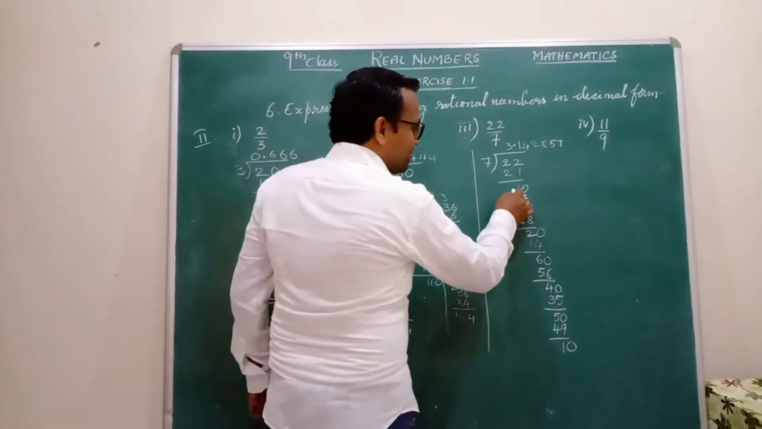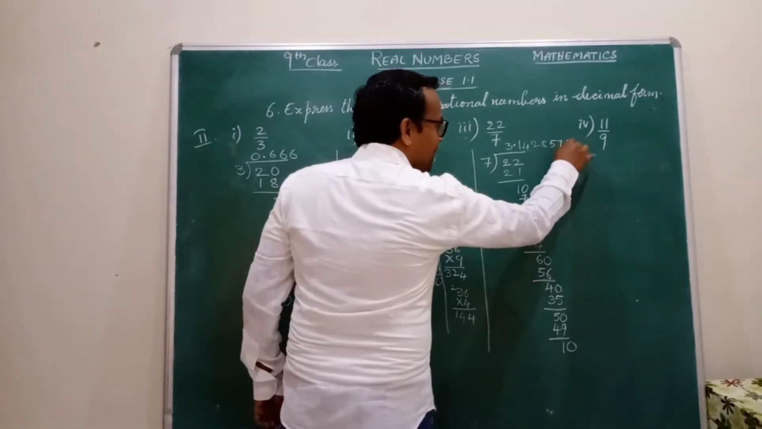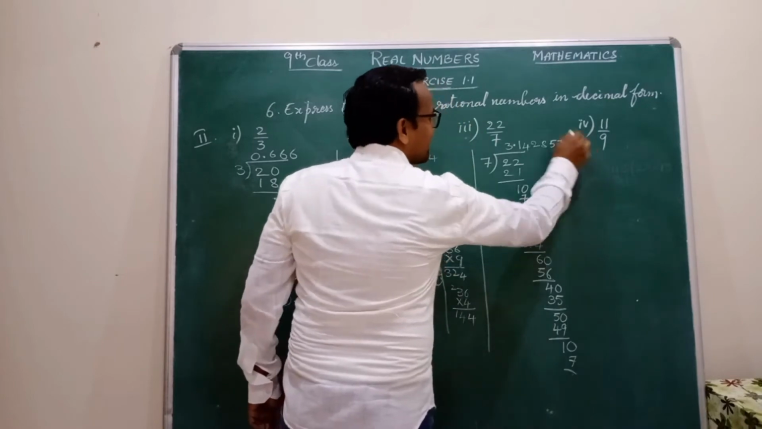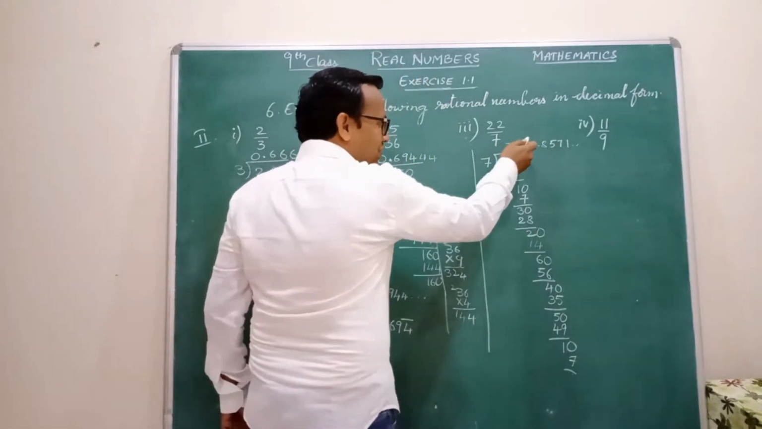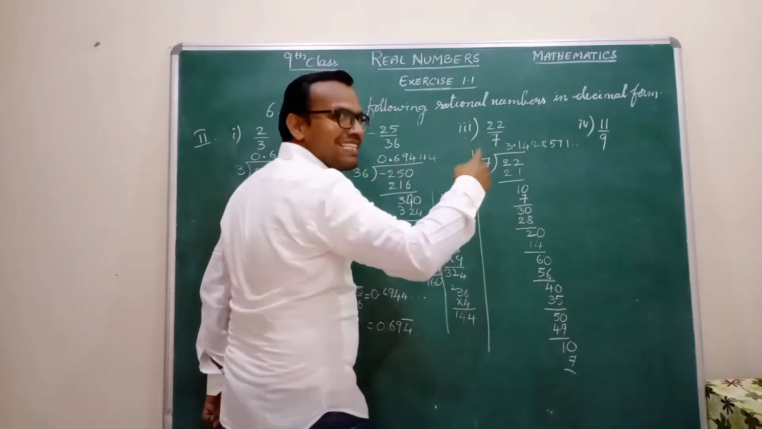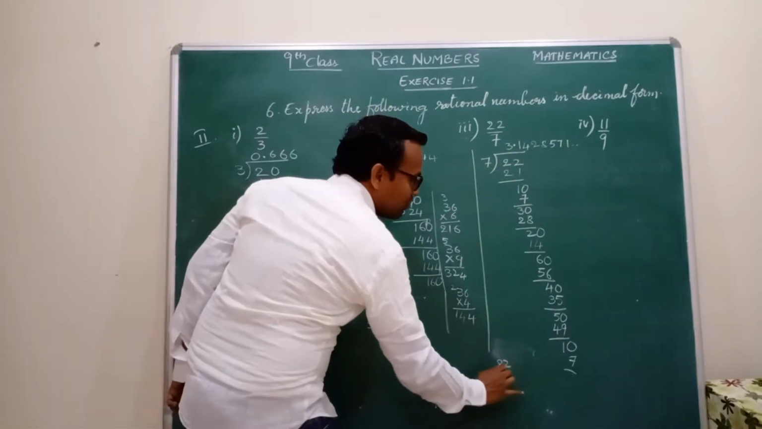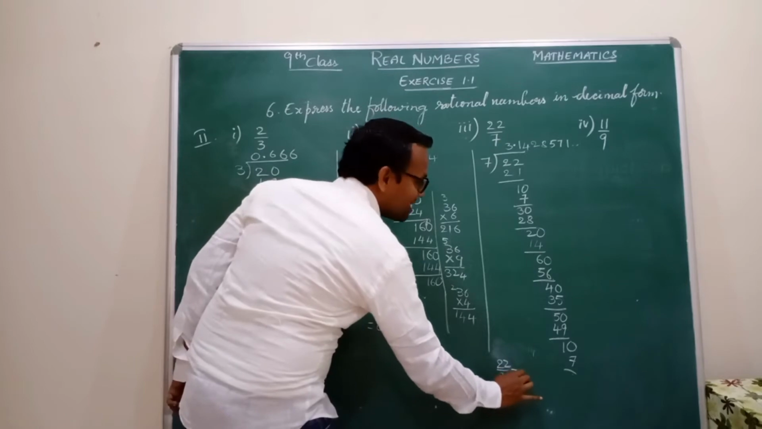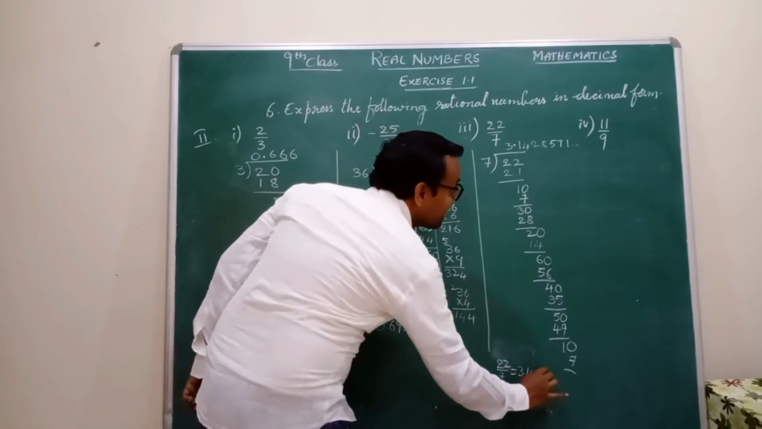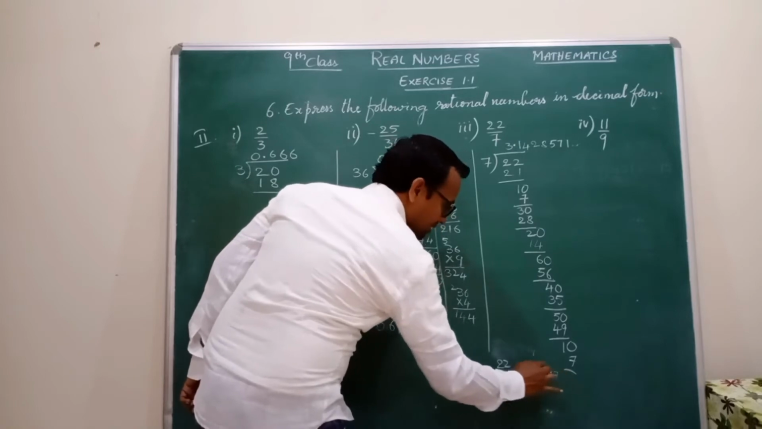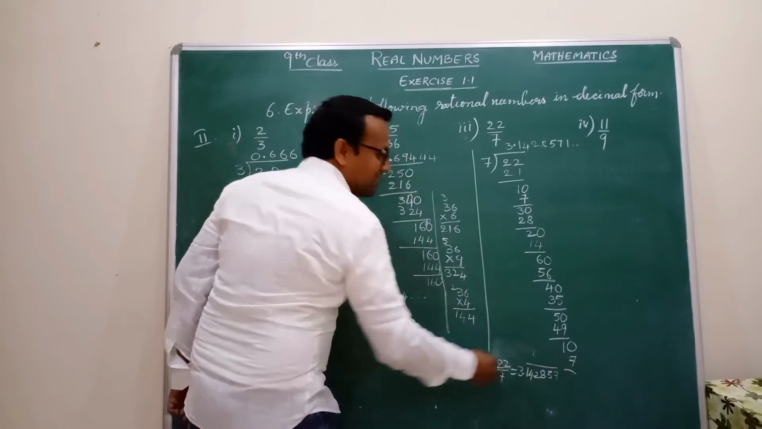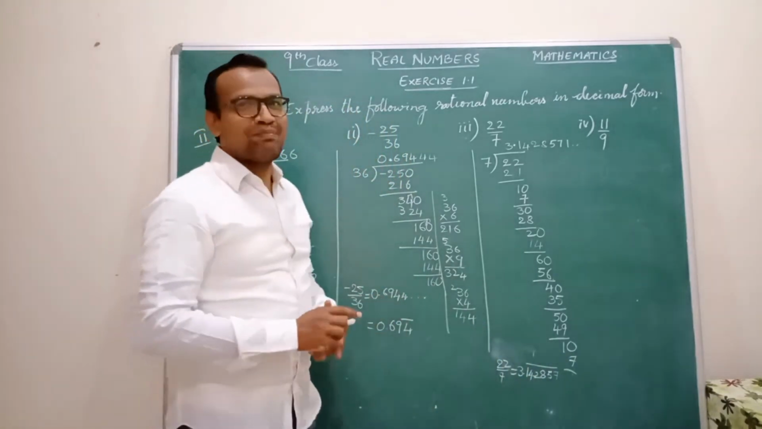So after this, 7 1s are 7. So 1 is repeating here. So it repeats. From 1 to this part, this whole part of the decimal is repeating. So 22 by 7 can be written as 3.142857, with a bar over 142857. That means that is the recurring part of the decimal.